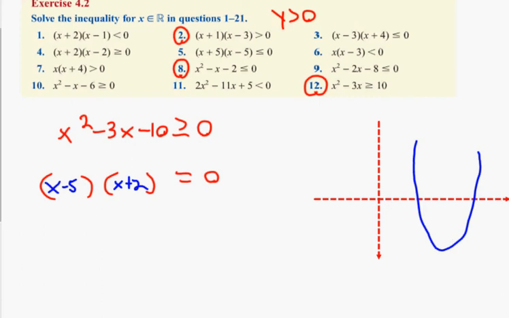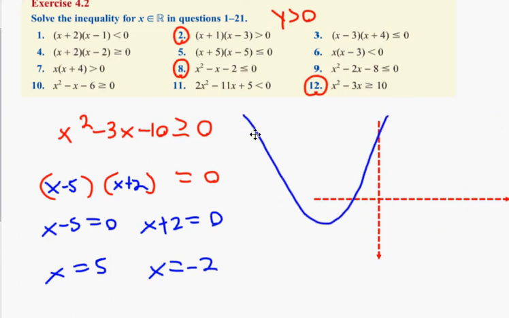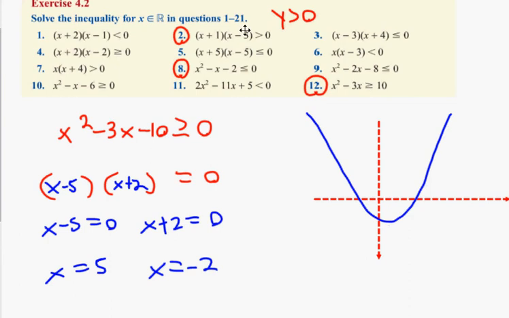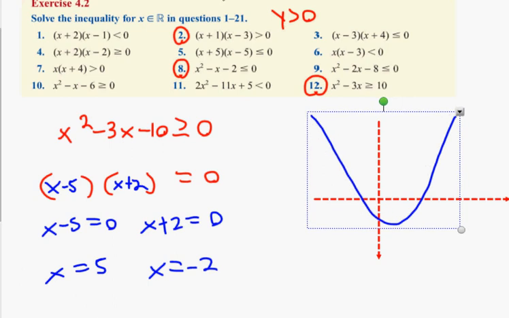Wait, I need to stop drawing it like that. It needs to be a bit wider. Okay. What are my two values then? What's a good graph for me to draw? Is that a good graph? About there, yeah? Oh, because it's 5. I think I was alright there, to be honest.